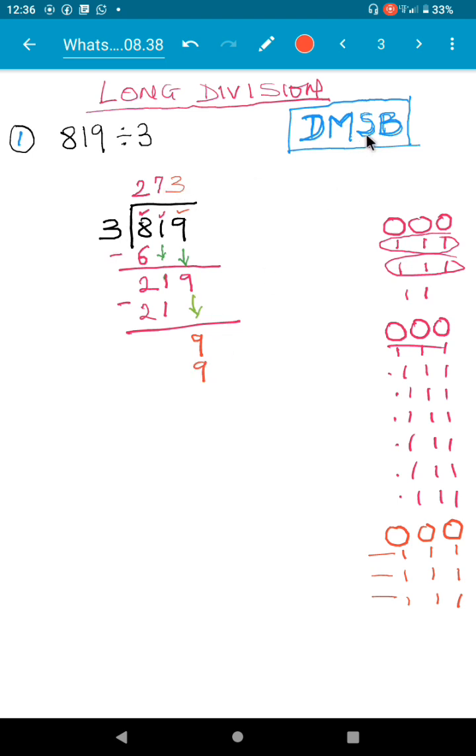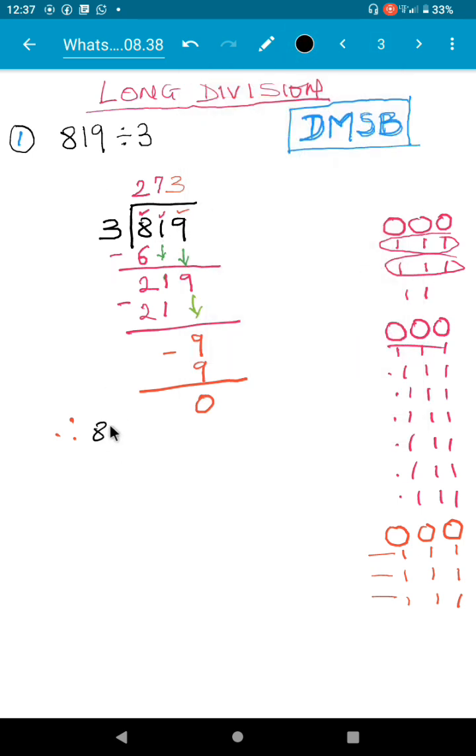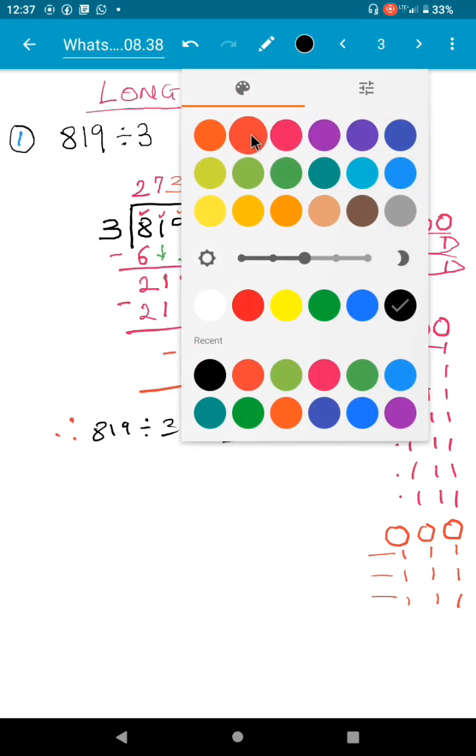Now go to the next step, subtraction. You subtract, and then 9 minus 9 is 0. There's nothing to bring down again. So which means that our answer is, therefore, 819 divided by 3 is equal to 273, and that is our answer.